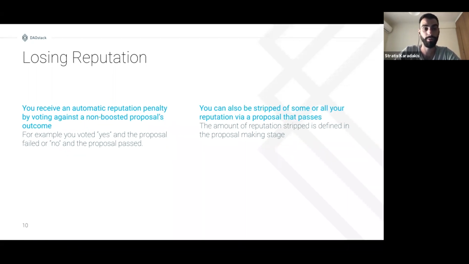And there are also 2 ways that you can lose reputation. The first one is that you receive an automatic penalty of reputation by voting against a non-boosted proposal's outcome. If you vote yes and the proposal fails, or no and the proposal passes, then you lose a small amount of reputation. And of course, you can also be stripped of some or all of your reputation via a proposal that passes, and this amount is defined in the proposal making stage. We will discuss in depth this mechanism later on.